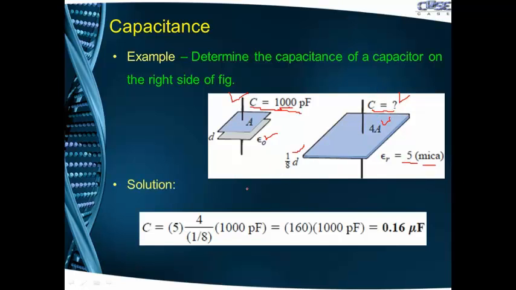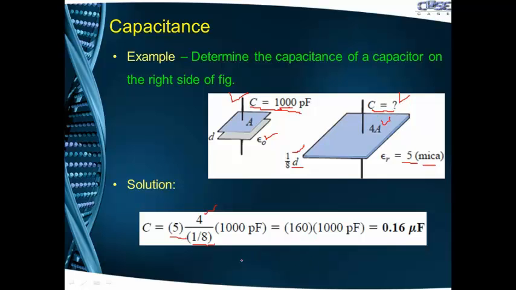So we can see from the relationship that if area is increased, the capacitance will increase. So 4 times area is increased, the capacitance will increase 4 times. The separation is decreased 8 times, so capacitance will increase 8 times. The dielectric is inserted, so the value of epsilon r is increased 5 times, so capacitance would also increase 5 times.